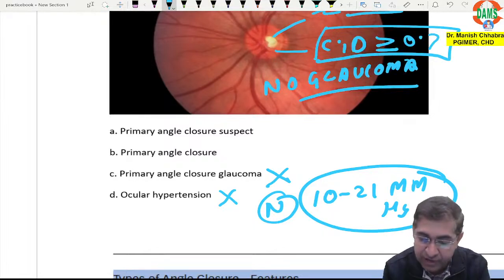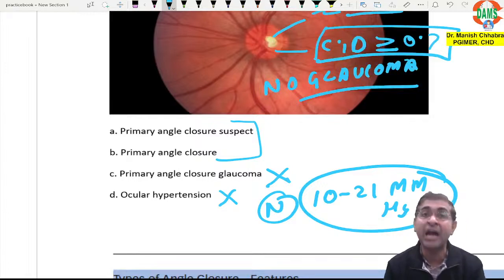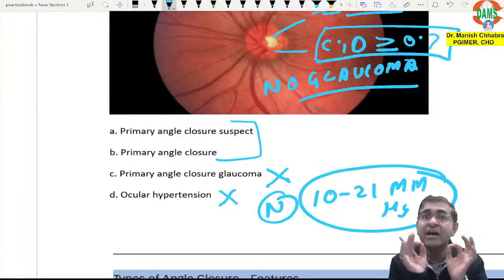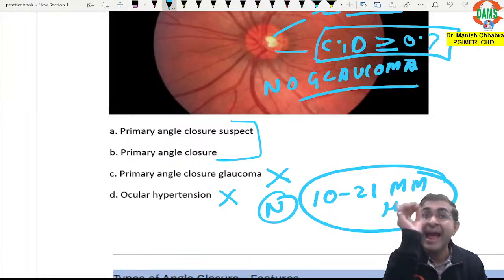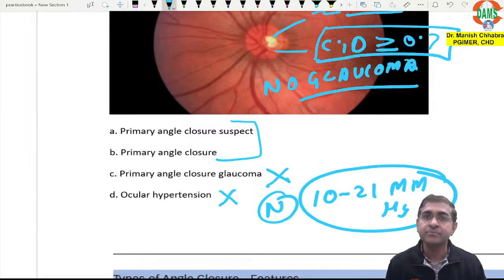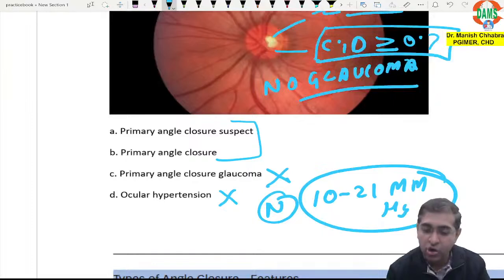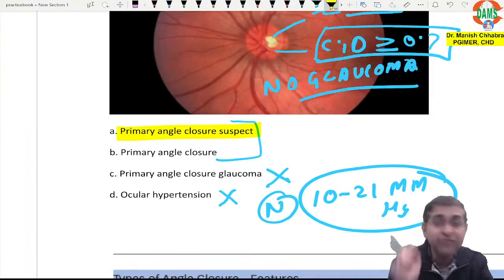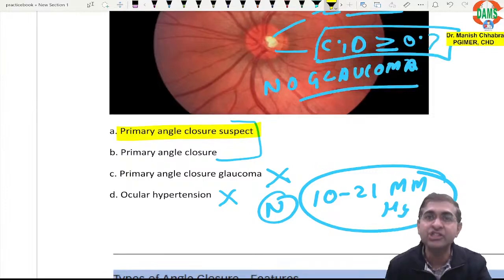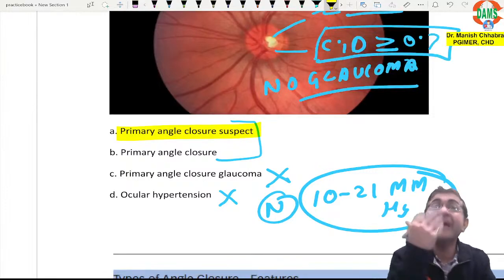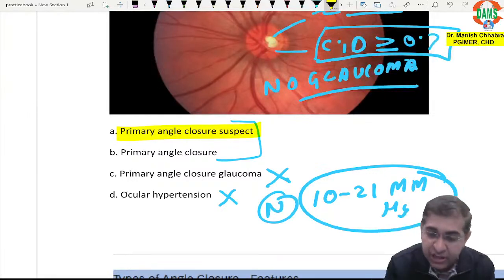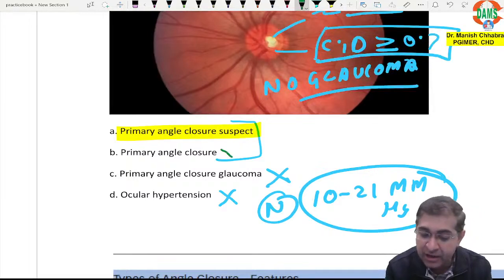Now we are left with primary angle closure suspect and primary angle closure. As per definition, if there is narrow angle of anterior chamber and there is no raised intraocular pressure, you call it as primary angle closure suspect. But if there is narrow angle of anterior chamber and there is raised intraocular pressure or there is synechiae formation, then you call as primary angle closure.